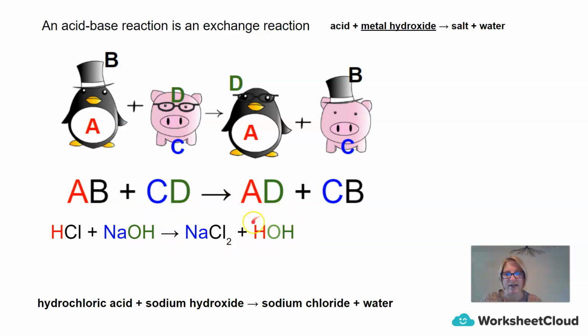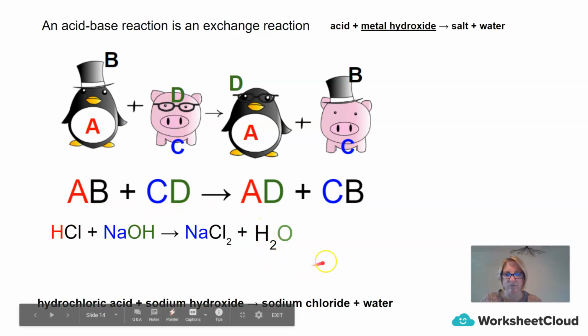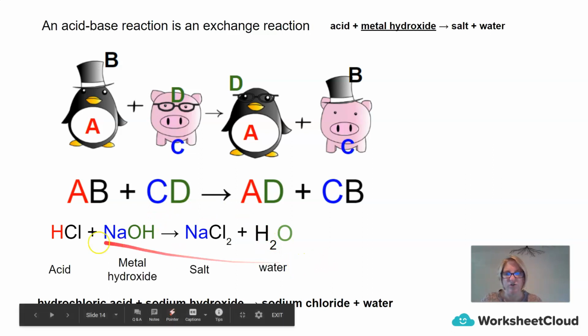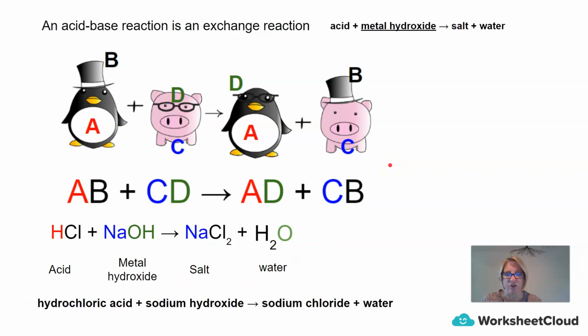So we don't write water as HOH. We write water as H2O. So if you can just remember that the one H came from the acid and the other H came from the hydroxide. So in this reaction, our acid and our metal hydroxide are reactants, and they react together to form a salt and a water. And this is known as an exchange reaction.